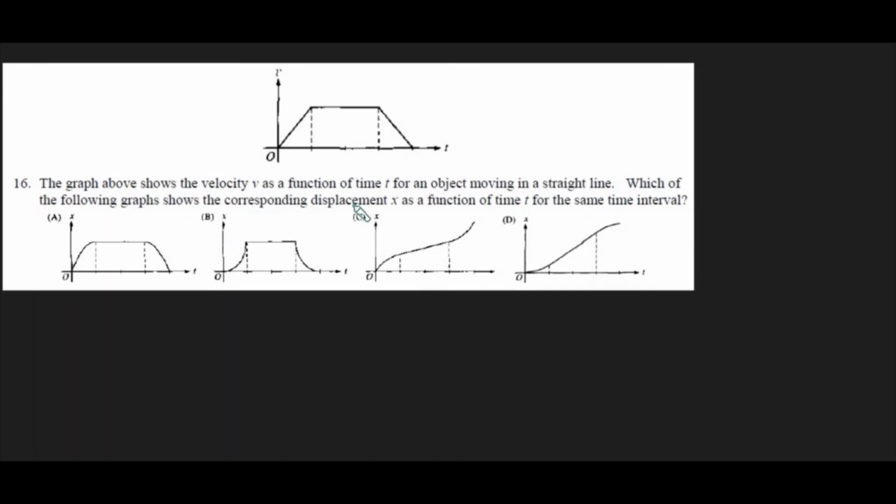The graph above shows the velocity v as a function of time t for an object moving in a straight line. Which of the following graphs shows the corresponding displacement x as a function of time t for the same time interval? So here we have the velocity-time graph. We have to find out the corresponding correct displacement-time graph. So let's analyze the options.